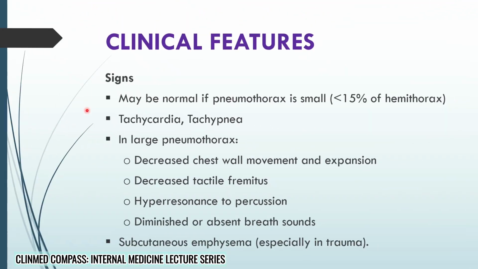In small pneumothorax, the findings on examination may be normal. However, there could be tachycardia, tachypnea. In large pneumothorax, findings include decreased chest wall movement and expansion, decreased tactile fremitus, hyperresonance on percussion, diminished or absent breath sound. It is important to state that you should watch out for subcutaneous emphysema, especially in traumatic cases.